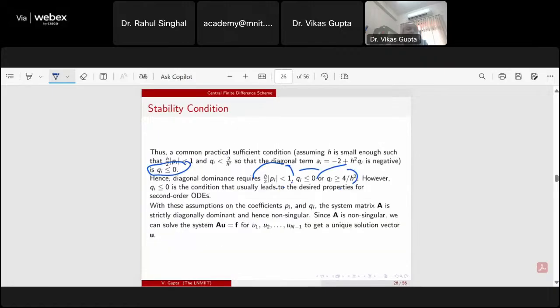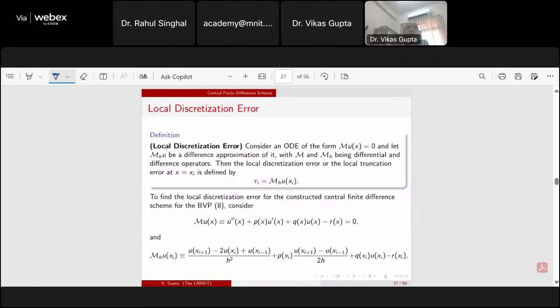So far, I have discussed that the system AU equal to F is solvable under the condition that qi should be less than or equal to 0 and h by 2 mod pi should be less than 1. Now, let me define the local discretization error. We need to show that the given approximation is consistent or inconsistent. So we define the local discretization error in this way.